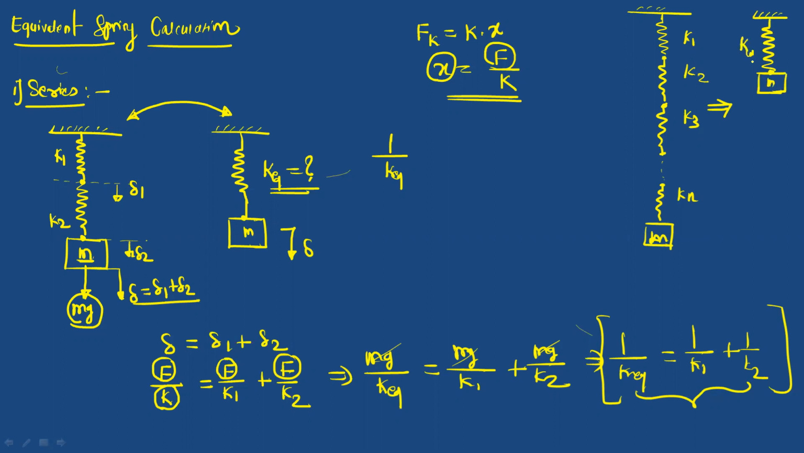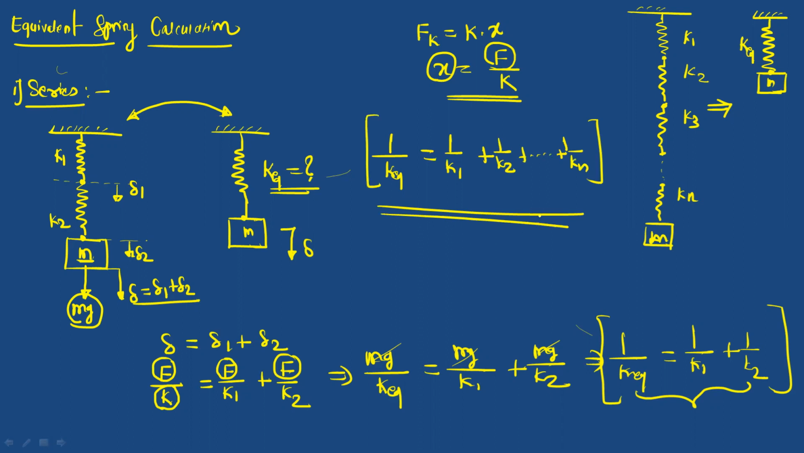So this is the K equivalent. This value of K equivalent we can find out by using this relation: 1 upon K1 plus 1 upon K2 plus 1 upon Kn. So this is the relation to convert the multiple springs connected in series into a single spring, that is called a K equivalent.